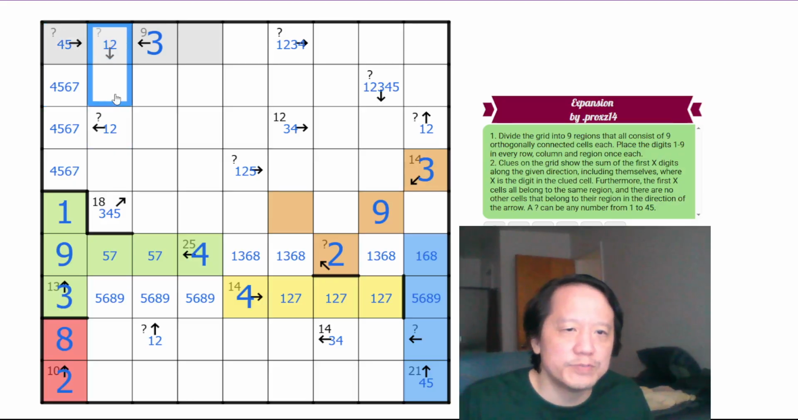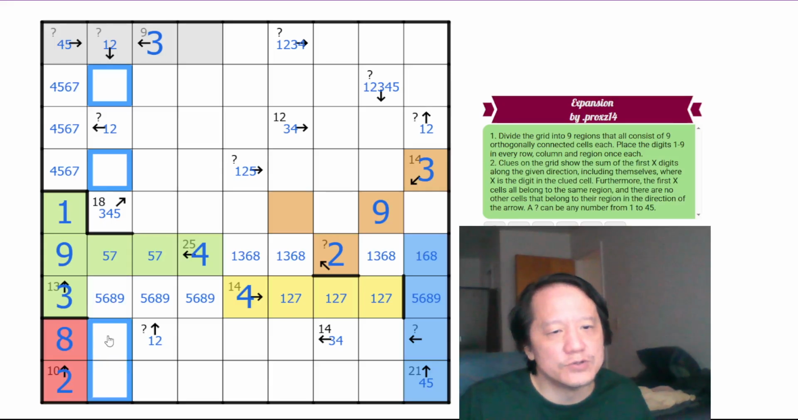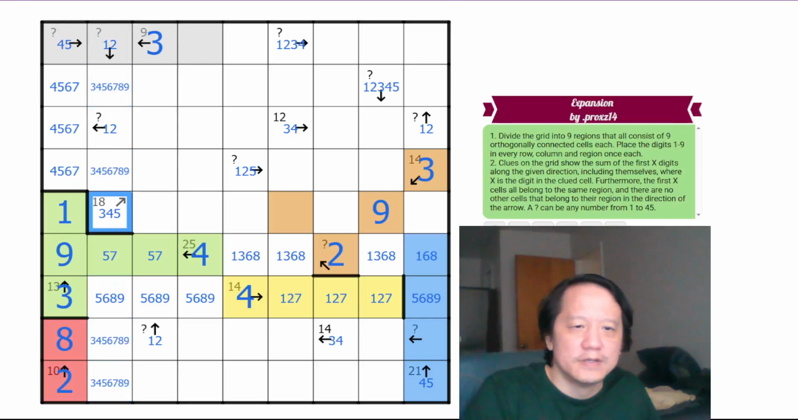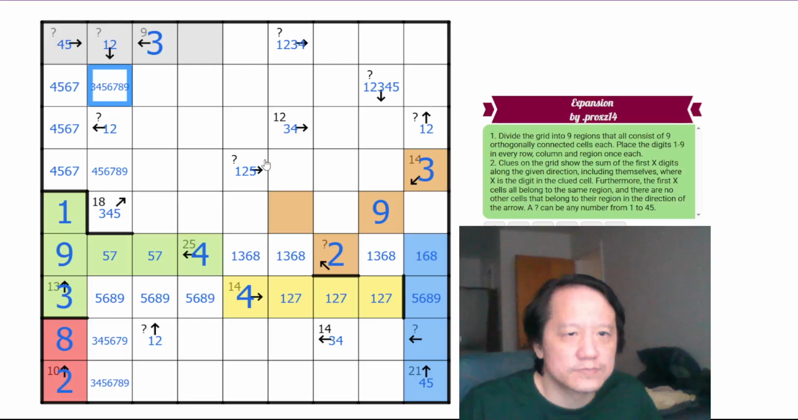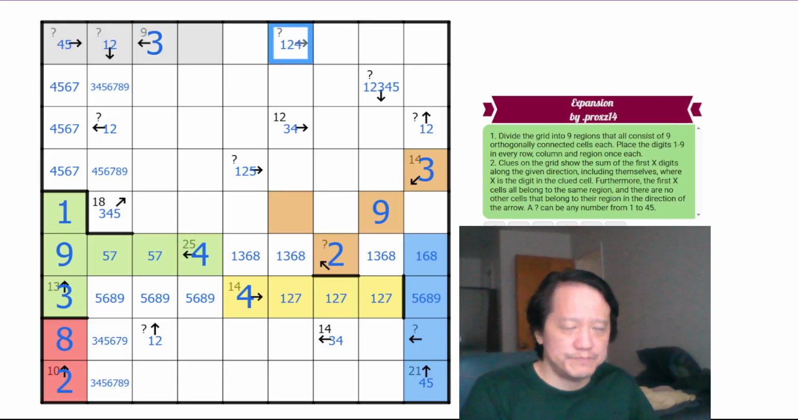We have a 1-2 pair now in column 2. Okay, that means the remaining digits in column 2 are 3 through 9. No 3 here. No 8 here. These have to be different regions. 3 eliminates 3 here.